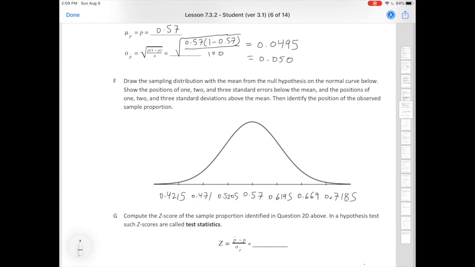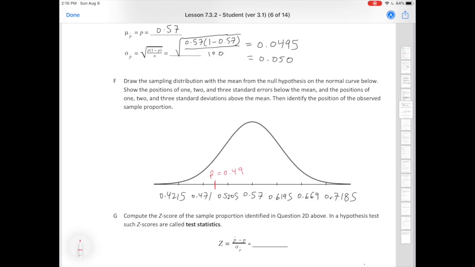Okay. It also says to identify the position of the observed sample proportion. So what answer did she get when she polled her students? Remember, she got 49%. P-hat was 0.49. So where does 0.49 go on this chart? I'll use red for that. 0.49 is somewhere between 0.471 and 0.52. So maybe it's like right here. This is p-hat, which is 0.49.